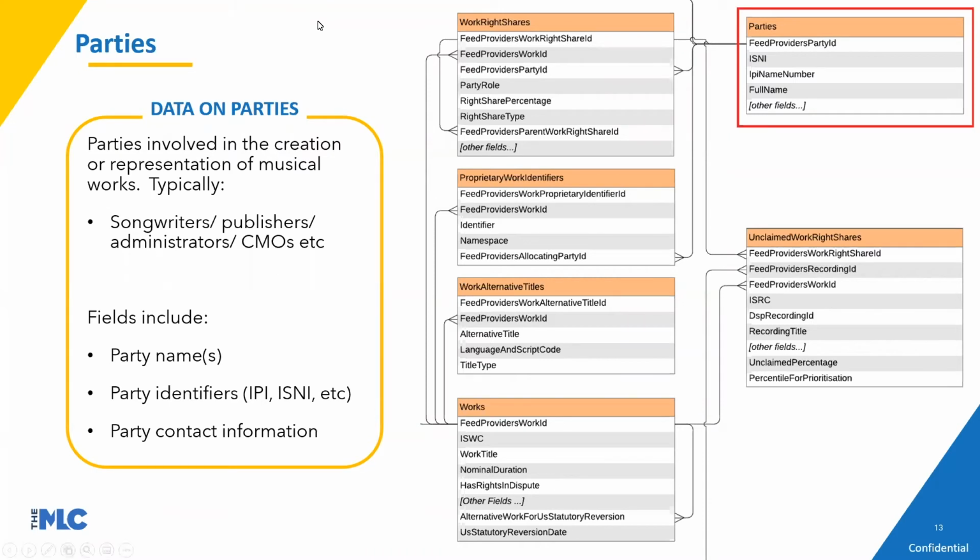Not wanting to go into too much detail, all the essential fields are included in that table. Party names, obviously, party identifiers, and we've tried to be as broad as possible, so it includes IPI numbers, ISNIs, etc. And also contact information to be able to identify who the parties are. This is a mandated requirement. And as you can see, parties are interlinked to pretty much all parts of the schema. It's a very core component of the schema, so we'll see it repeated a few times throughout.